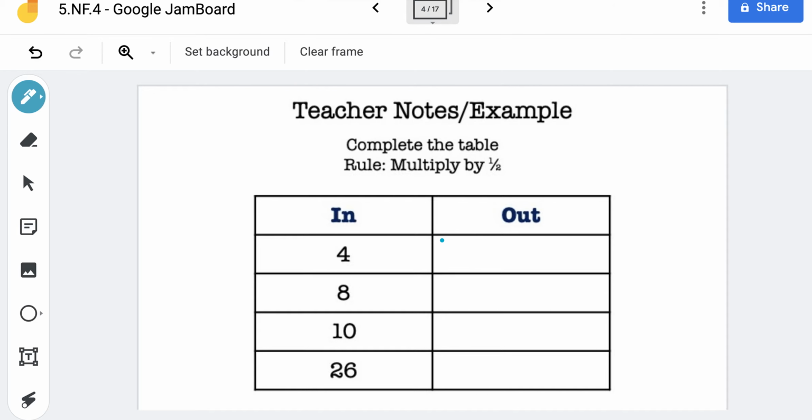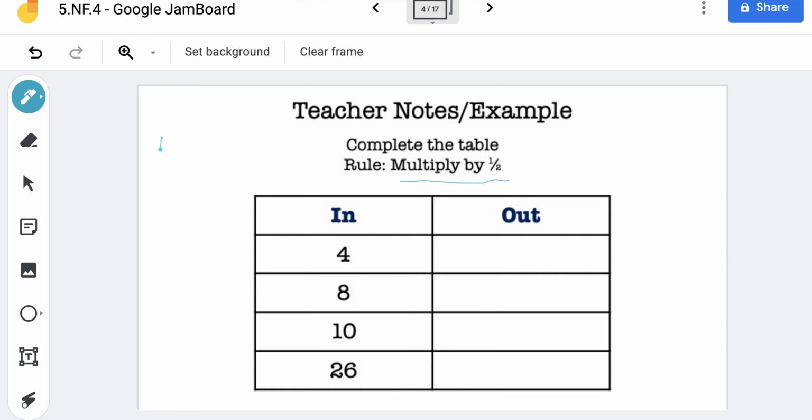Here we have an input-output table. What we're going to do is complete this table by multiplying each of the n numbers by 1/2. Our n numbers are 4, 8, 10, and 26. We're going to multiply each one by 1/2. That's going to be the rule. So let's write it over here.